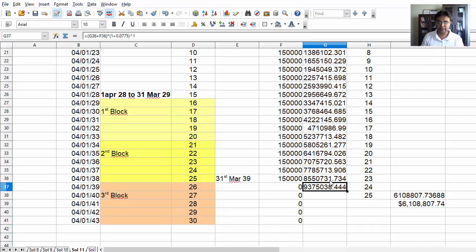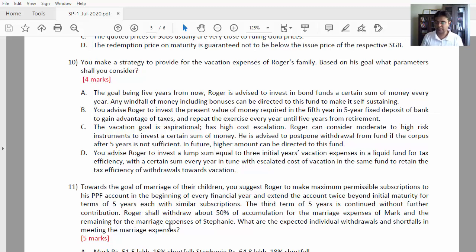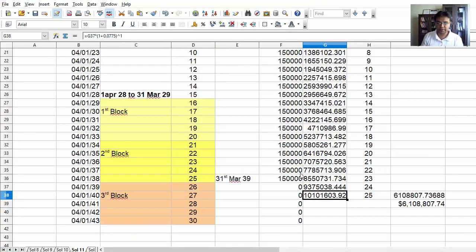So the value we are getting is as on age 24. And the marriage is at age 25, and if you see here there is no contribution. So what next we have to do, which is the critical part here, this I will grow without any contribution at 1 plus 7.75% for 1 year, raised to 1. And out of this, the question says that he will withdraw 50%. In the fourth line, if you see, Roger shall withdraw about 50% of accumulation for the marriage expense of Mark and the remaining for the marriage expense of Stephanie. Fine. So he will withdraw 50%. So what I'll do is I'll do it somewhere here.